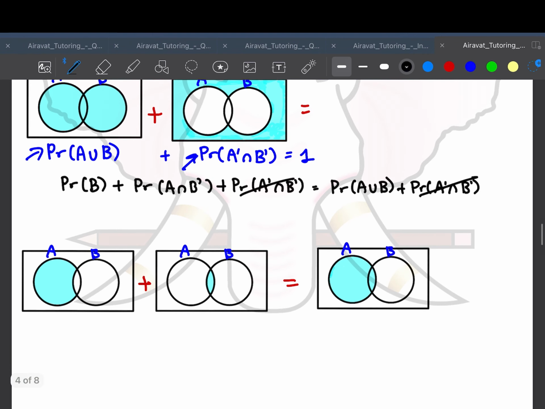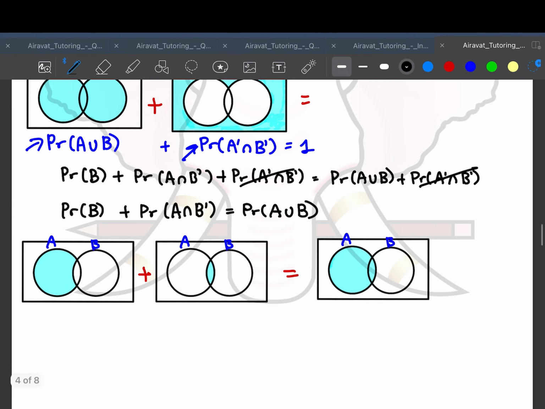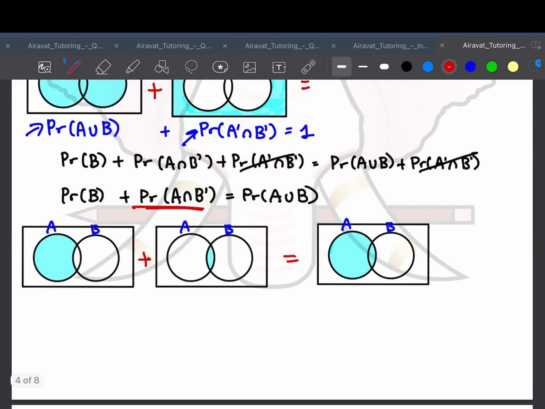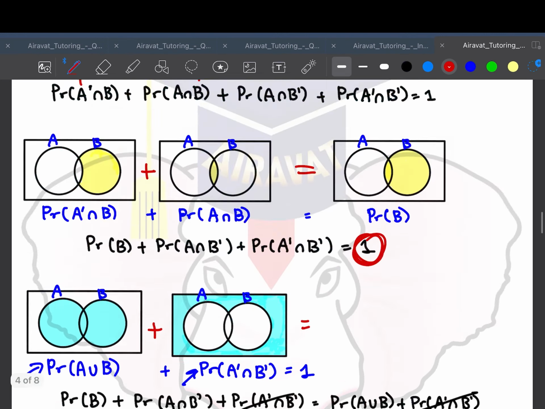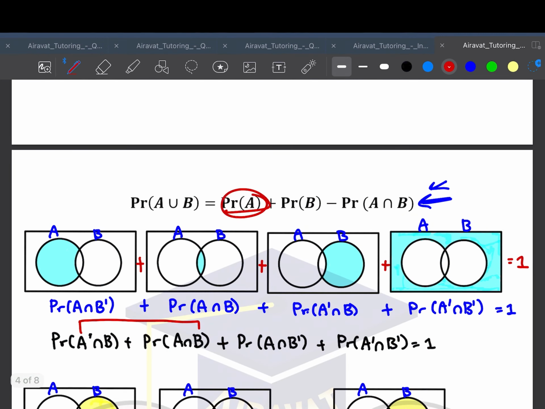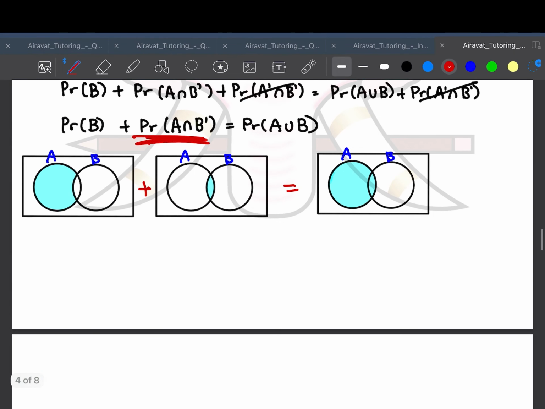So that would leave us with, okay, now I'm going to try to break this term down further so that we can include Pr(A) in our equation, because that's the only thing that we are missing here. So we can again identify this region: Pr(A ∩ B') plus Pr(A ∩ B) equals Pr(A).